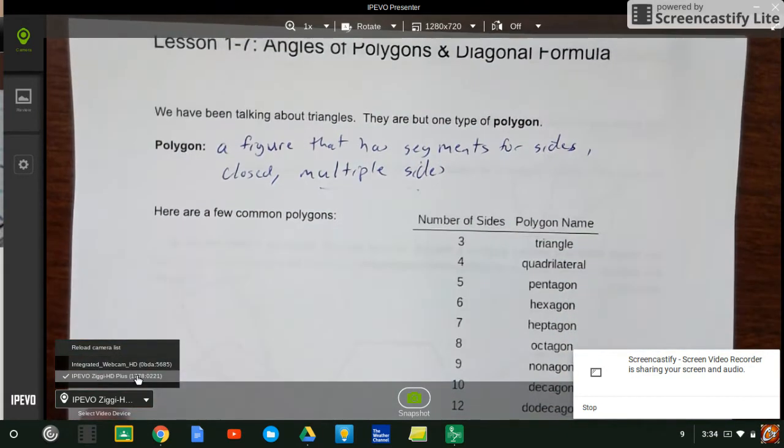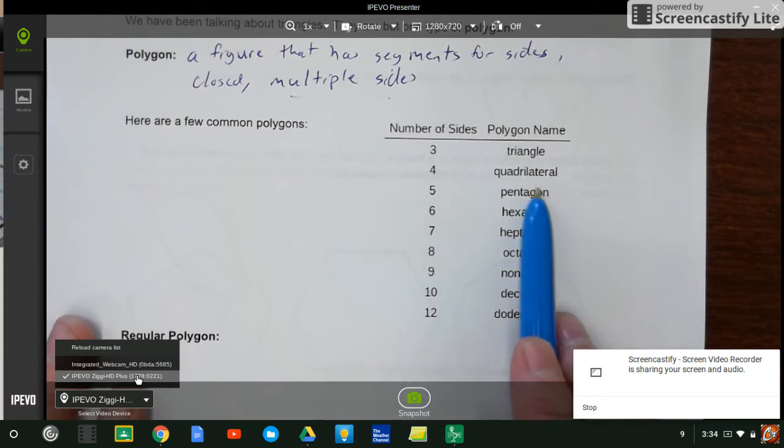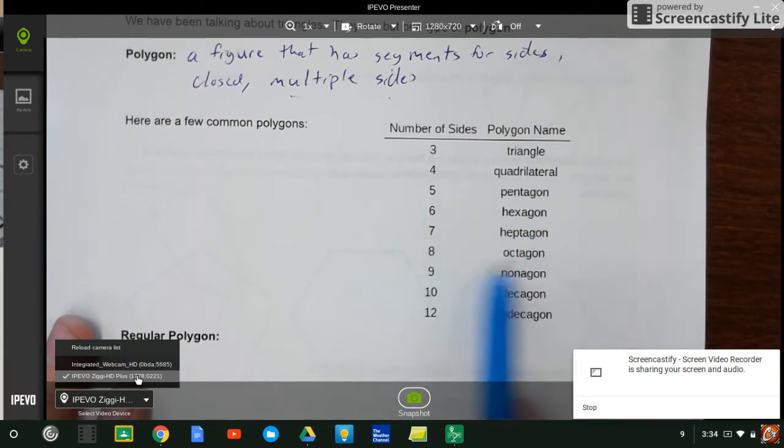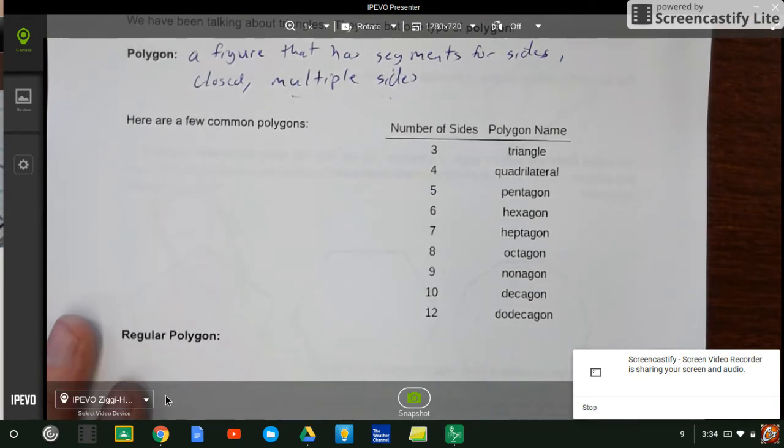So some common polygons that you probably know. We already talked about triangle, 4 sides quadrilateral, 5 sides pentagon, hexagon, heptagon, so forth and so on, dodecagon, and this can go on and on and on. There's really no real ending to how many sides you can have.